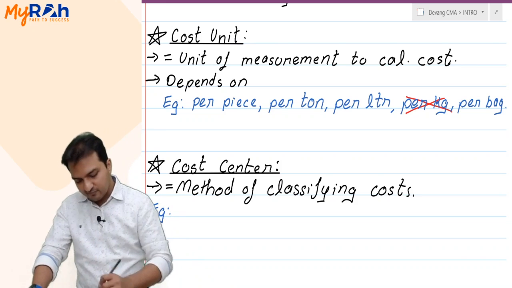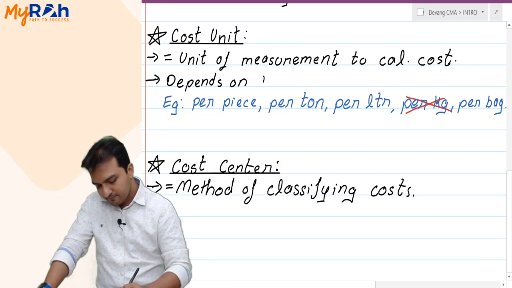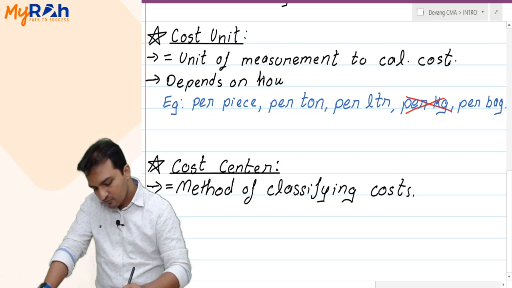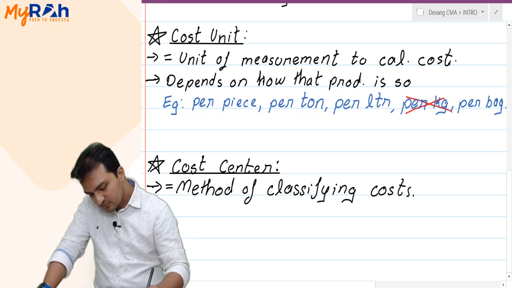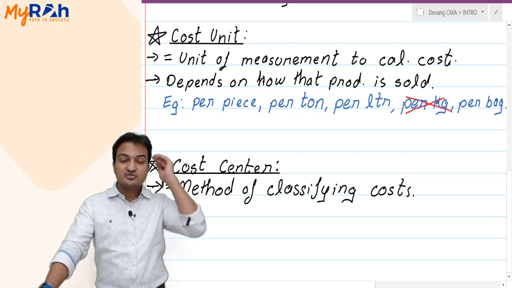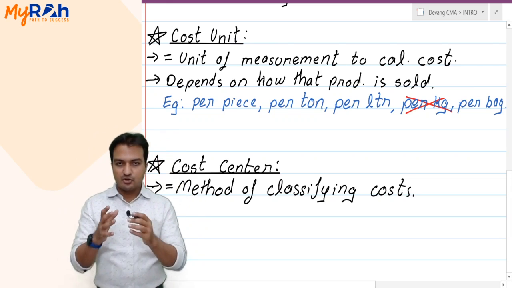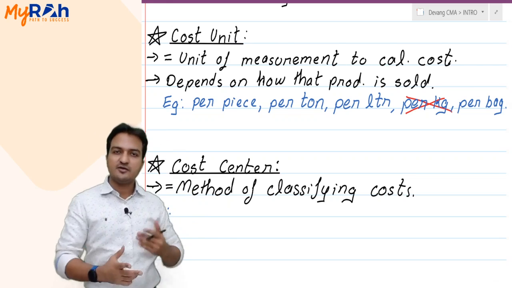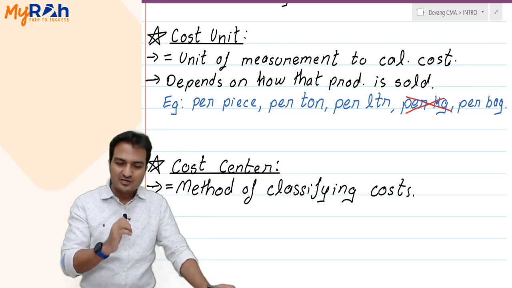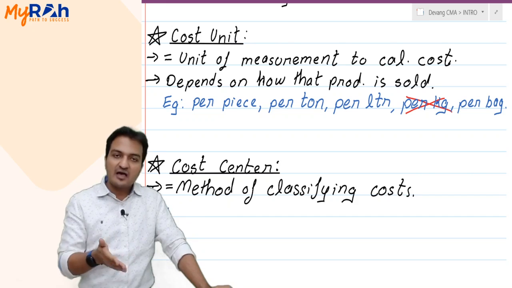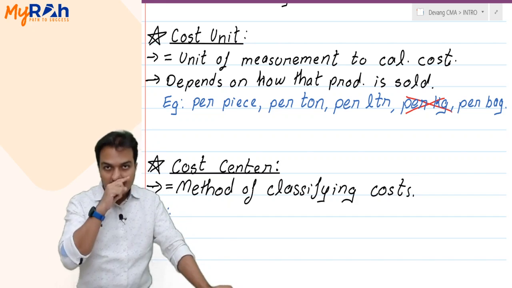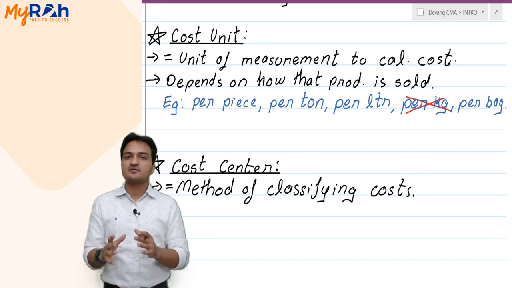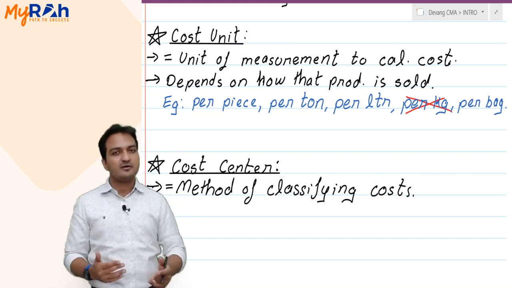Depends on, now I'll write down, depends on how that product is sold. So if cement is generally sold in terms of bags, hence I'll calculate cost in terms of per bag, because I will use this cost to decide the selling price, which is also per bag. Yeah. So cost unit is the first thing that we need to learn before we start calculating the cost of anything.